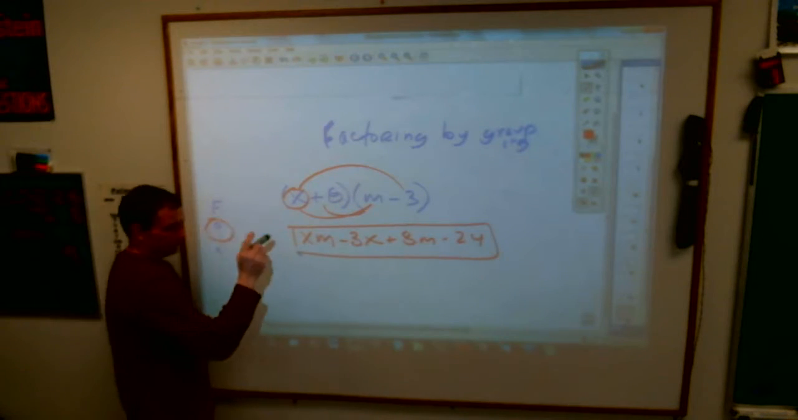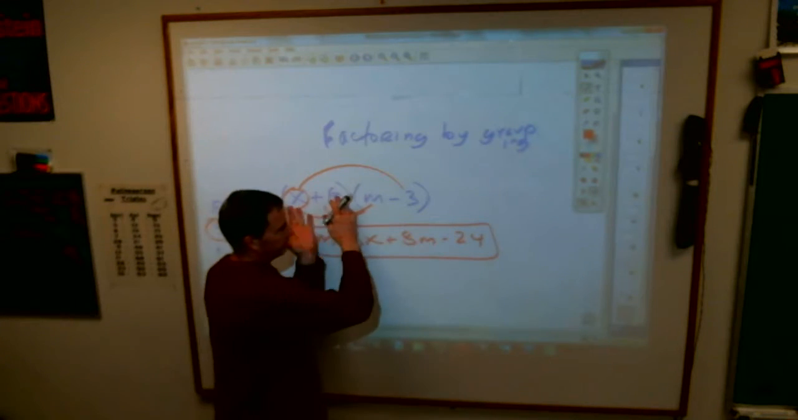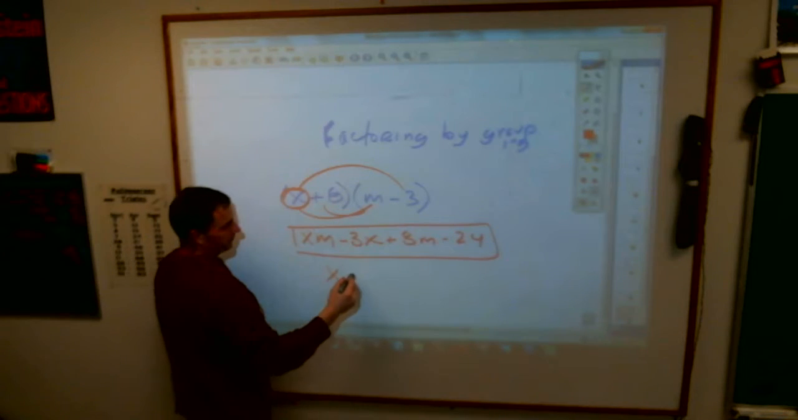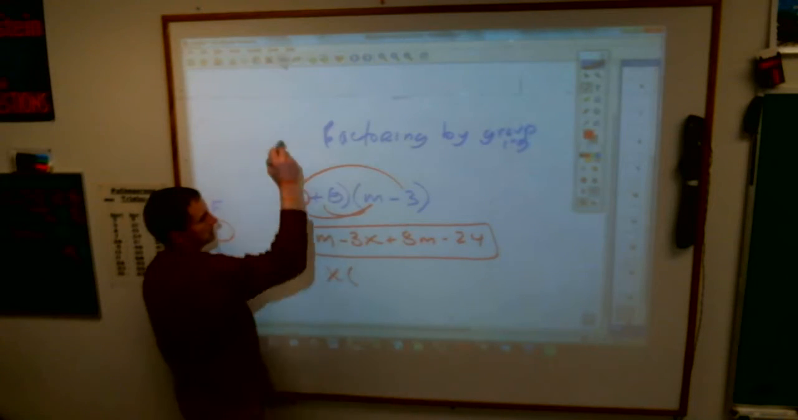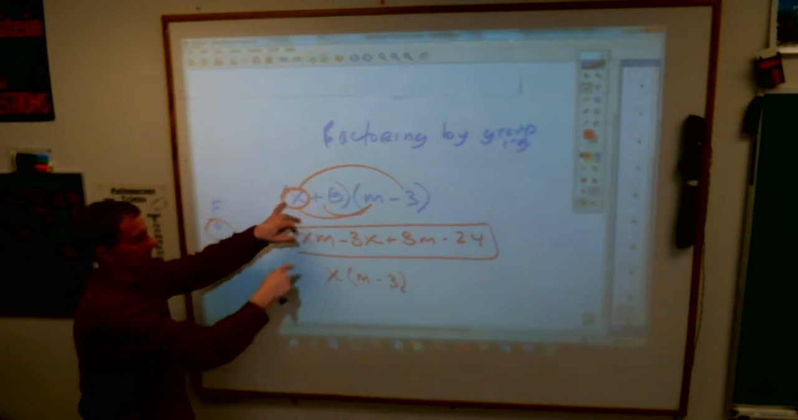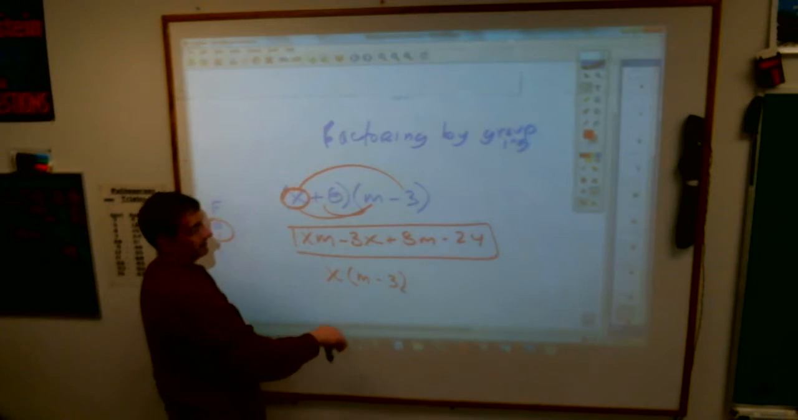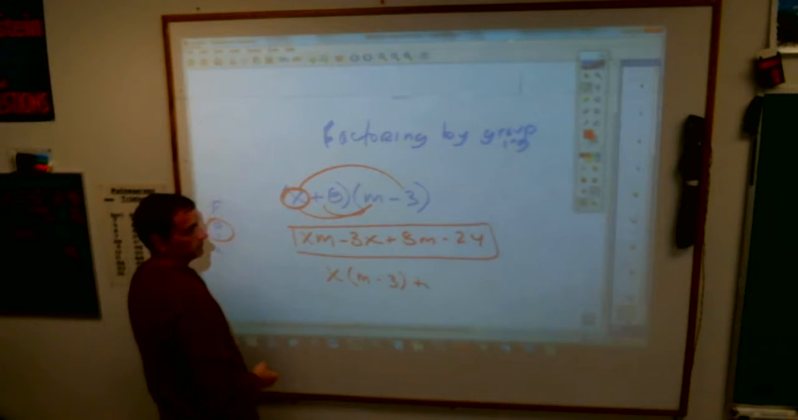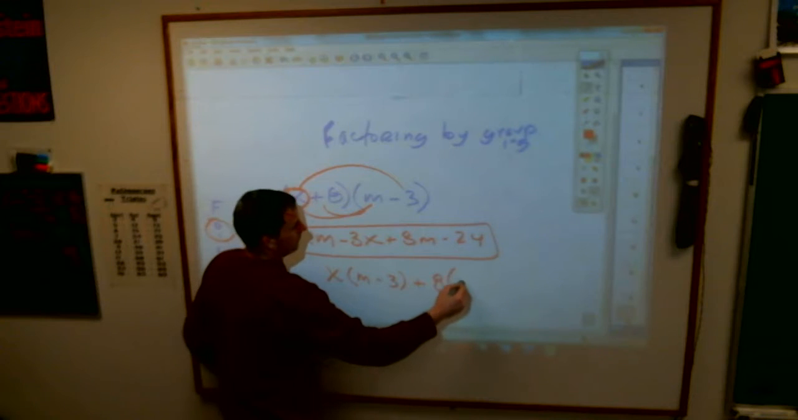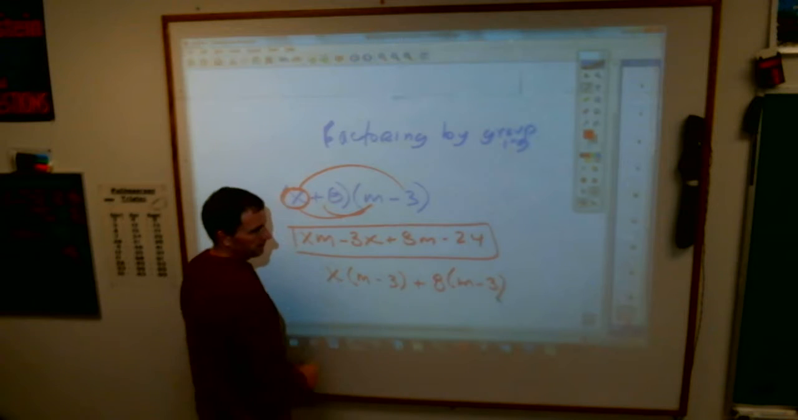Now, what you really did, and this is the important thing to think about for what we're doing tonight, if you break FOIL apart, is you took x and multiplied it by both of those. I took x and multiplied by m minus 3, because the first term was x times m, the second term was negative 3x. And to that, I multiplied 8 times both of those. Distributive property with the 8: 8 times m, 8 times negative 3.